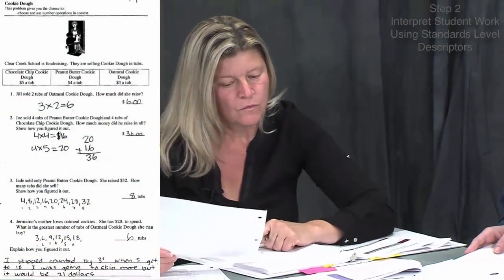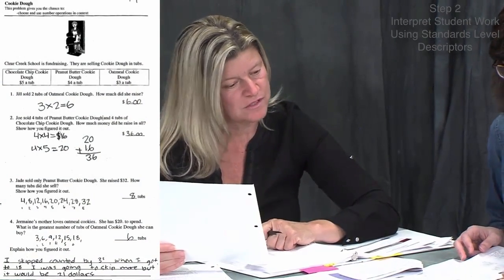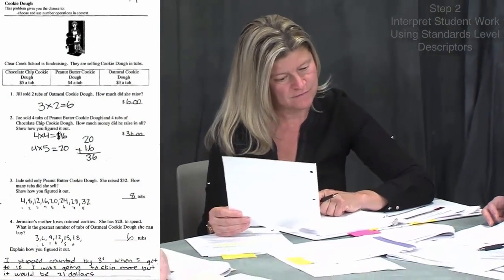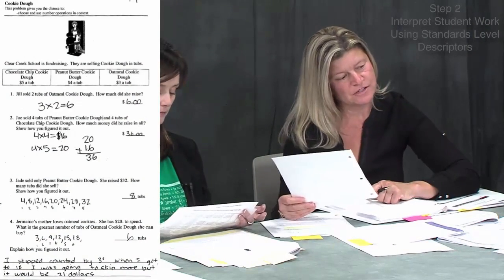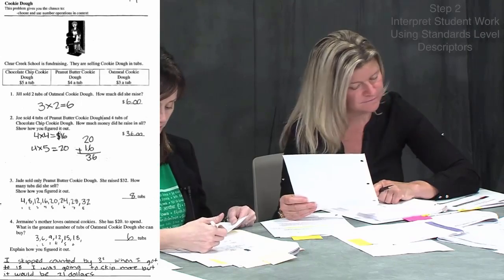So if we focus in on Standard 3 for this work sample, where do you think the student's performing in terms of a performance level descriptor in the PLDs? And then what information from the student work sample did you use to figure that out?